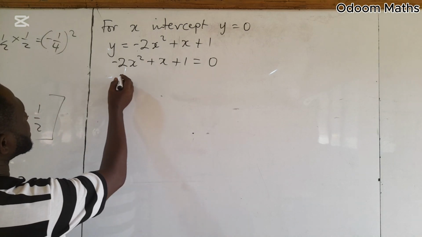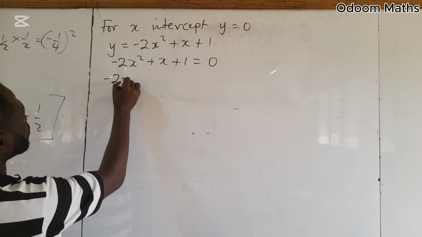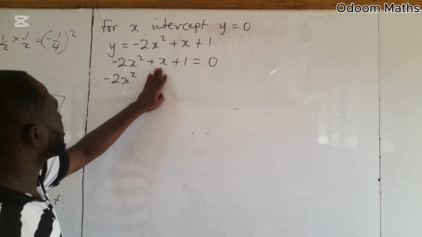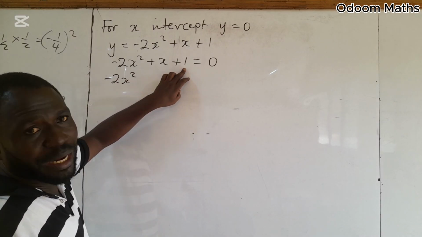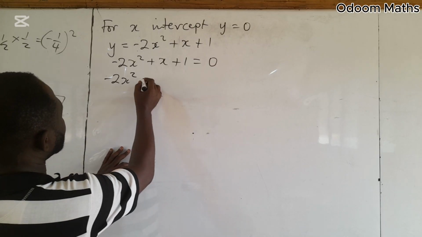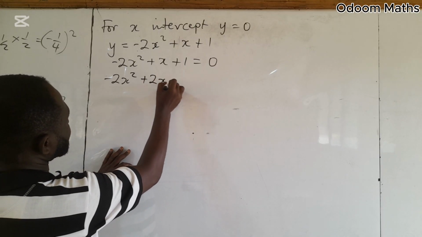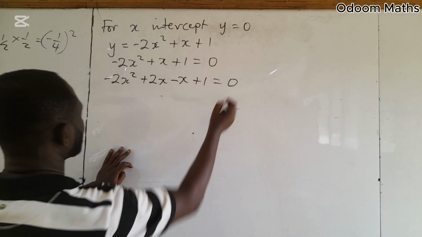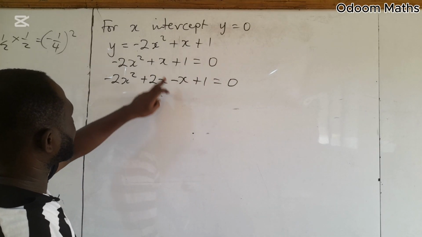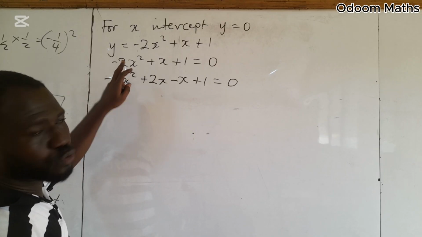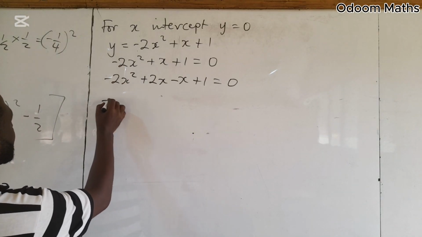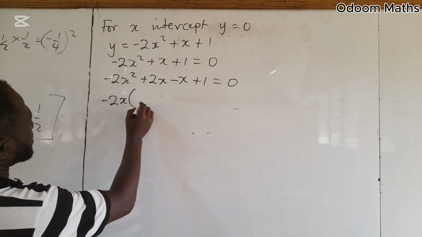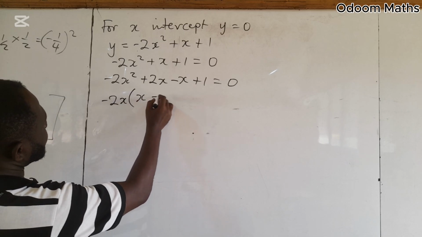So in this case, that is going to be -2x squared. Now here, we need to take minus 1 plus 2. So this place becomes plus 2x minus x, then plus 1 equals 0. So that this and this will give me this one. But when I multiply, I'm going to get negative 2. Okay, so here, negative 2x out, x minus 1.